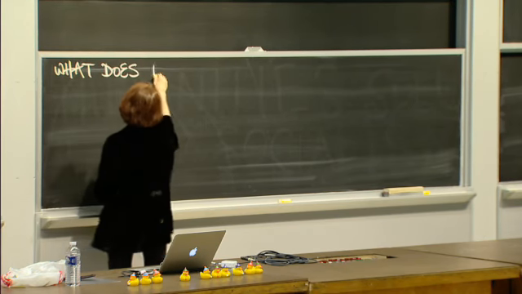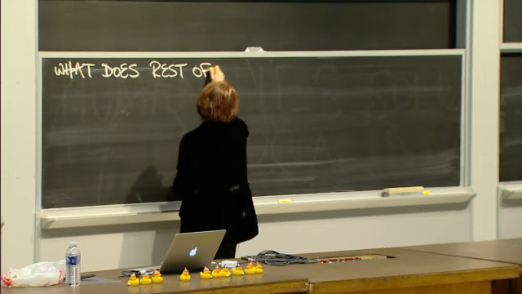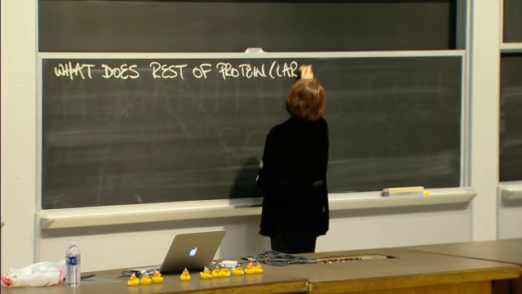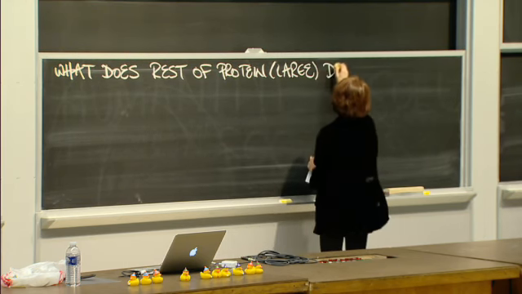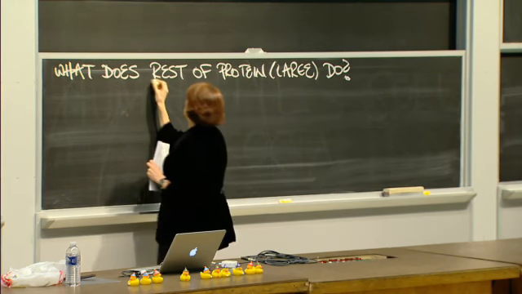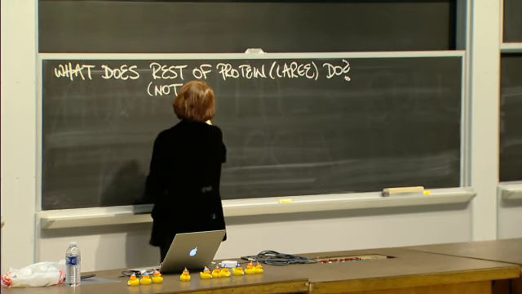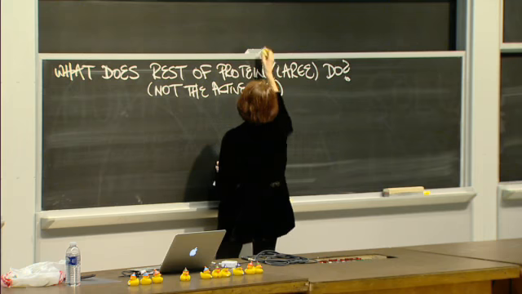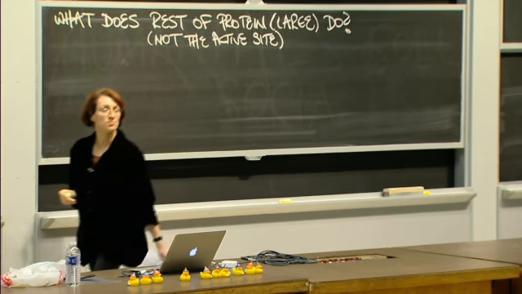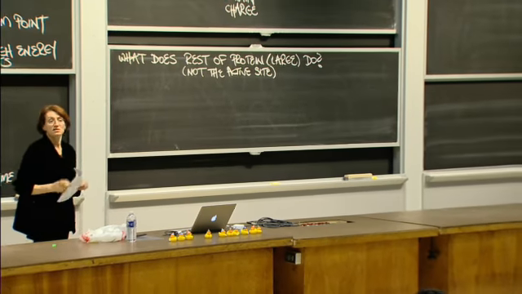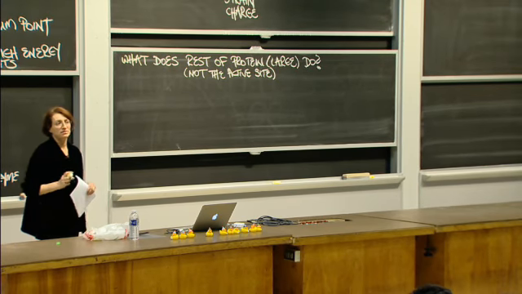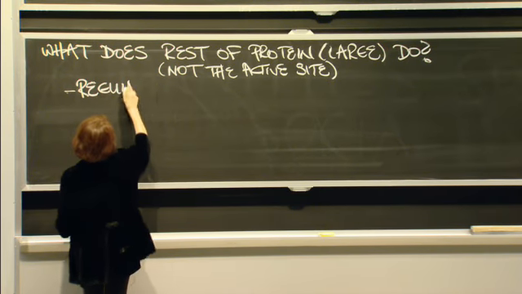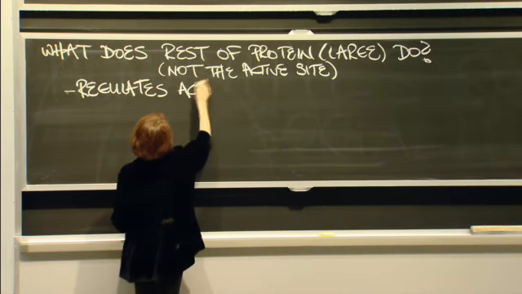What does the rest of the protein, which is large, do? And by the rest of the protein, I mean not the active site, which is the place where the transition state complex is promoted. And what it does is regulate the activity of the enzyme. So the answer we can give is that it regulates or controls activity of the enzyme.